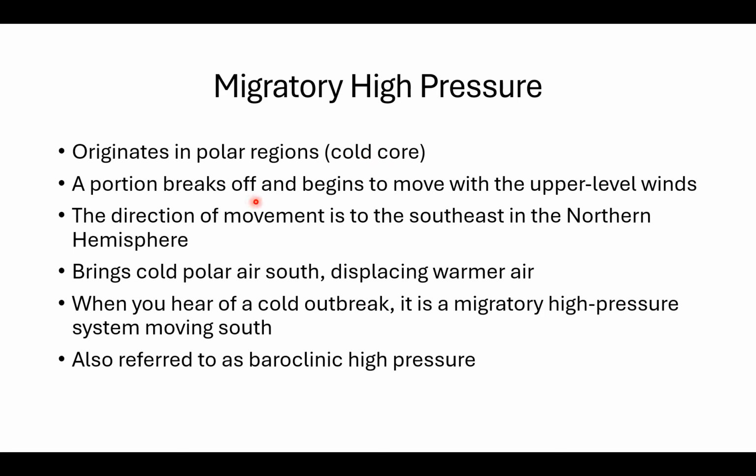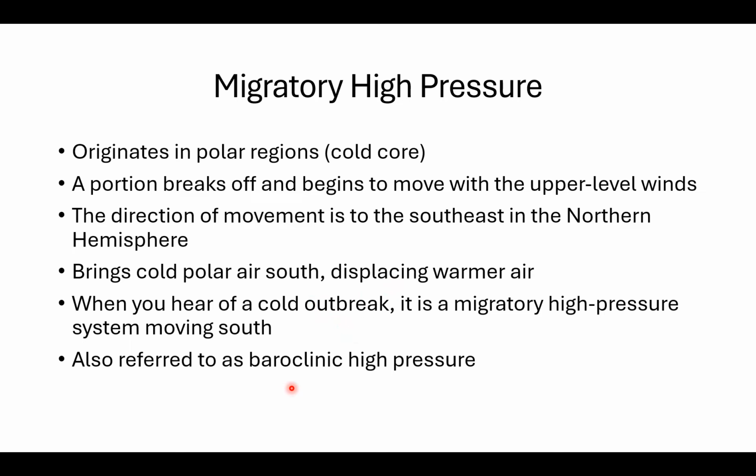A portion of this migratory high is going to break off. It begins to move with the upper level winds. The jet stream kind of pushes it to the southeast, usually breaks it off from the Northwest Territories or from northwestern Canada, and it moves southeast in the northern hemisphere down into the United States. It brings cold polar air south, displacing warmer air. And when you generally hear of a cold outbreak, it is a migratory high pressure system moving south.